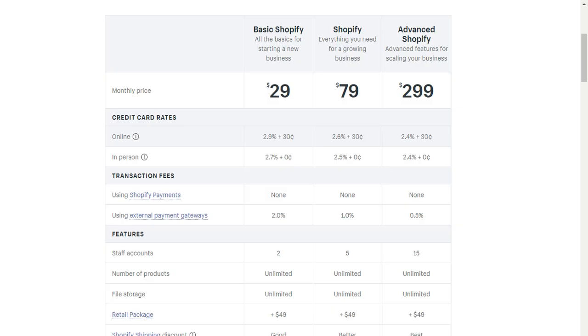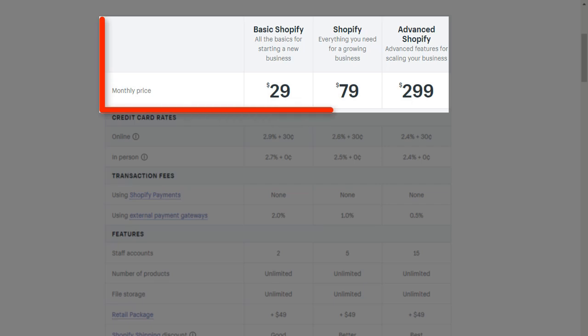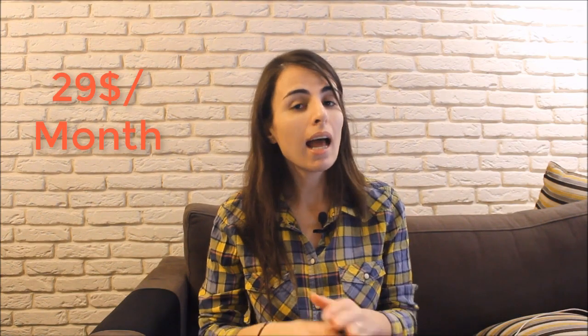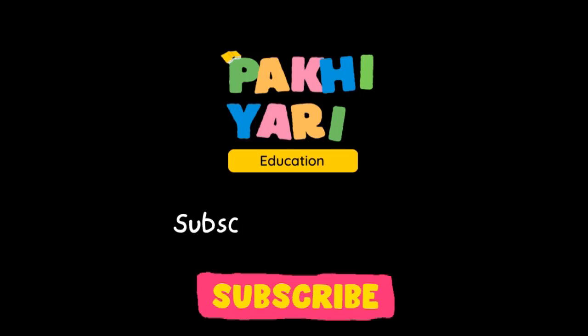Now let's see together the 3 pricing plans by Shopify. First, you have the Basic Shopify plan, then you have the Shopify plan, then you have the Advanced Shopify plan. For now, we are going to stick with the Basic Shopify plan, and later on, when you start earning money, you can consider going up to another Shopify plan.